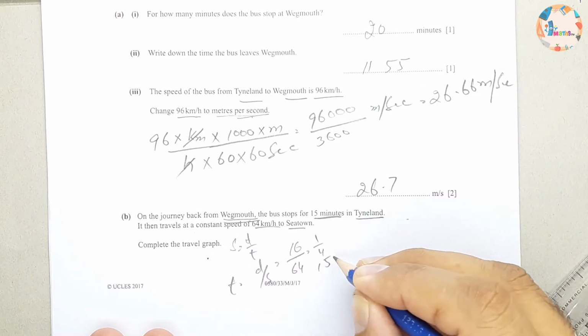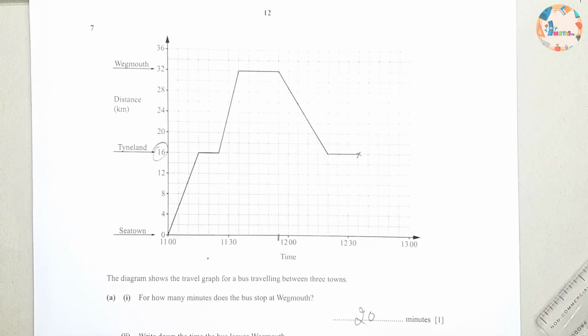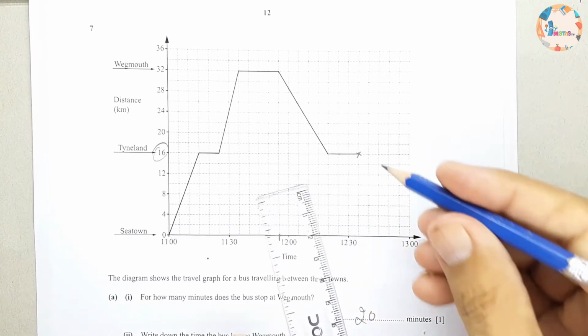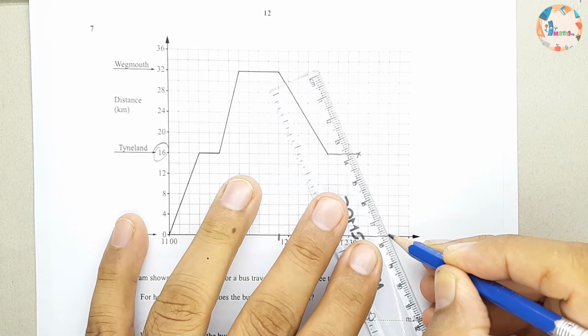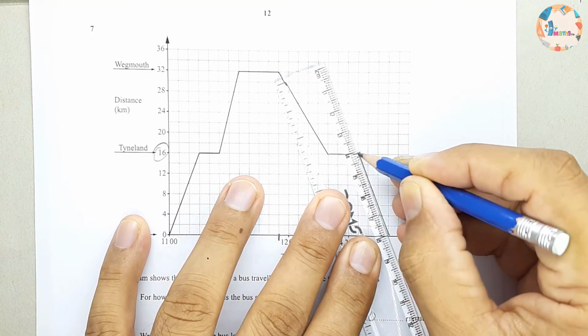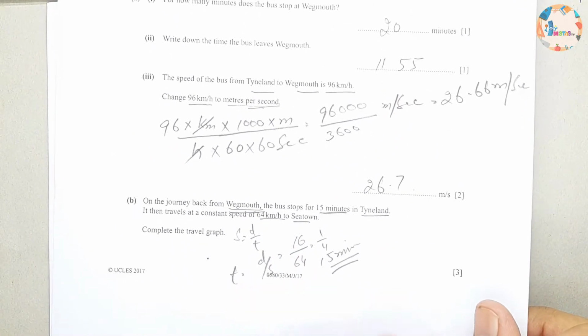So which is 15 minutes. So 15 minutes is the time it took to reach back. So this is 5, 10, 15. So at this location we'll be back. So this is the complete graph which we have done for this part, which is 3 marks. B part, this one we have done.